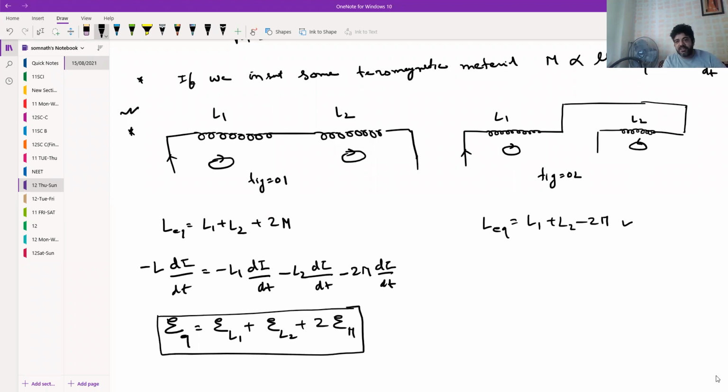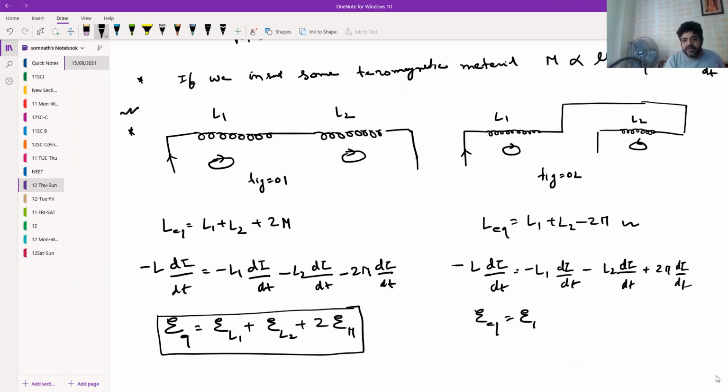Done, sir. Similarly for here, I can write minus L di by dt, minus L1 di by dt, minus L2 di by dt, plus 2M di by dt. Why? Because minus of minus is plus. So what we have, E equivalent equals E L1 plus E L2 minus 2 E M. So done everyone? Yes.